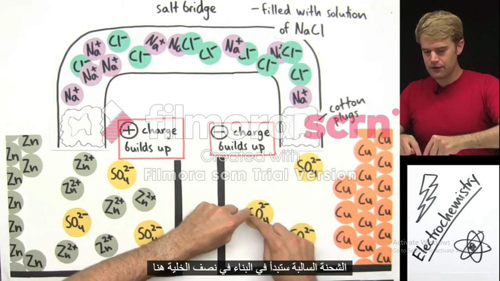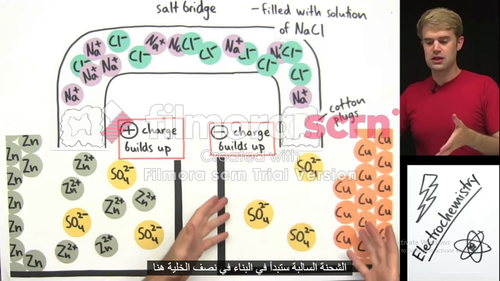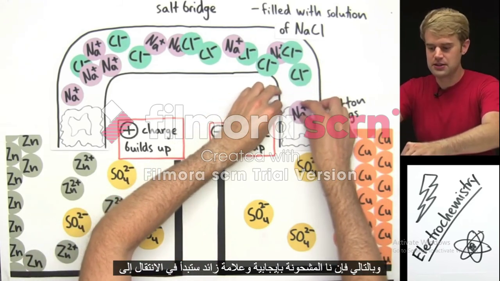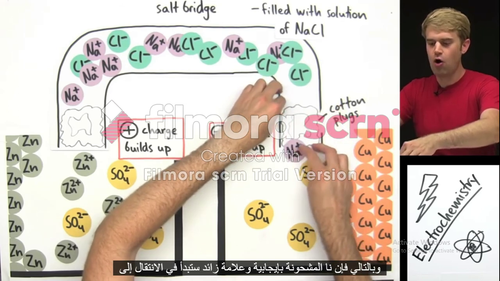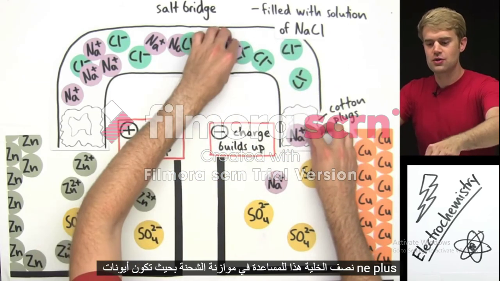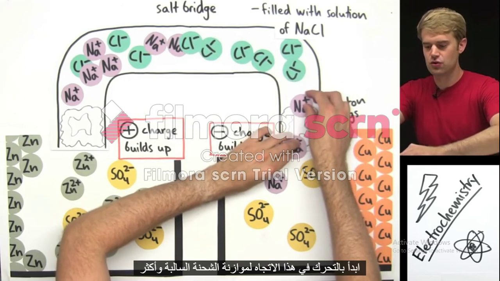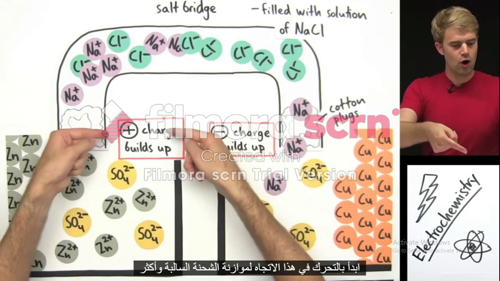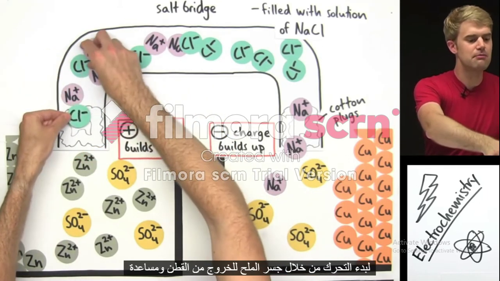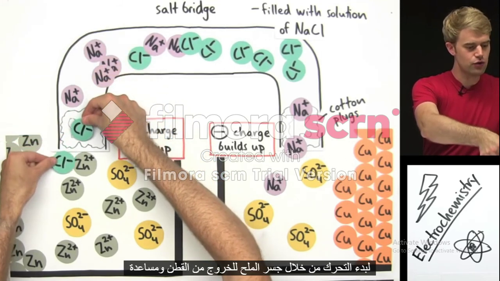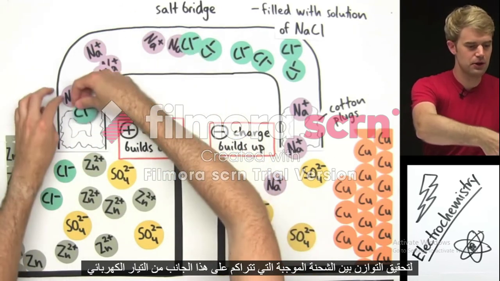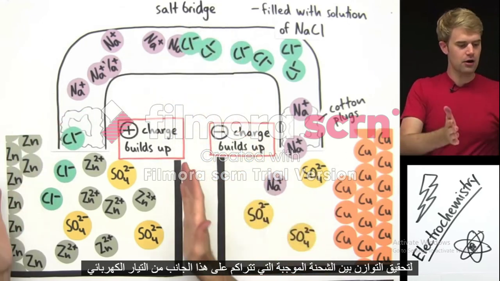We said that negative charge is going to start building up in the half cell over here. And so the positively charged Na+ is going to begin moving over into this half cell to help balance out the charge. So the Na+ ions are going to begin moving in this direction to balance out the negative charge. And over here we said that positive charge begins to build up. The Cl- ions are going to begin moving through the salt bridge to come out through the cotton and help to balance out the positive charge that builds up on this side of the voltaic cell.